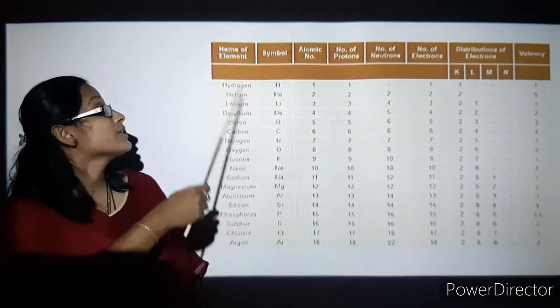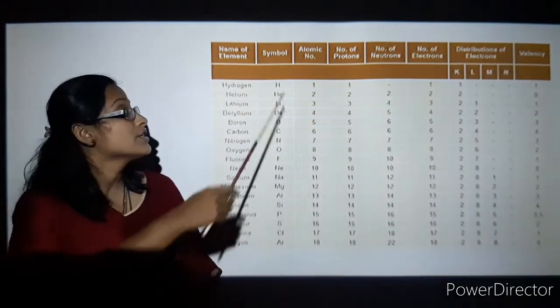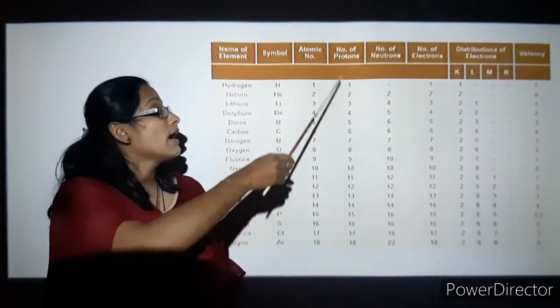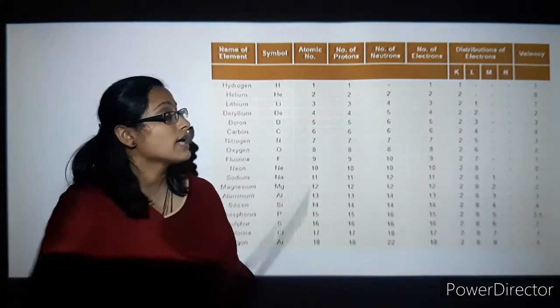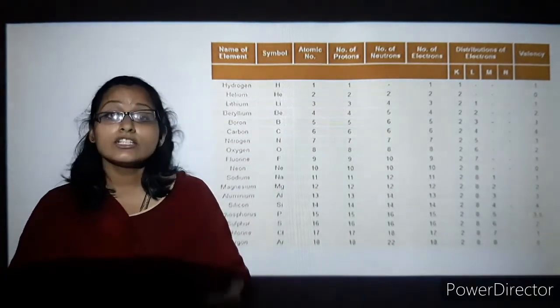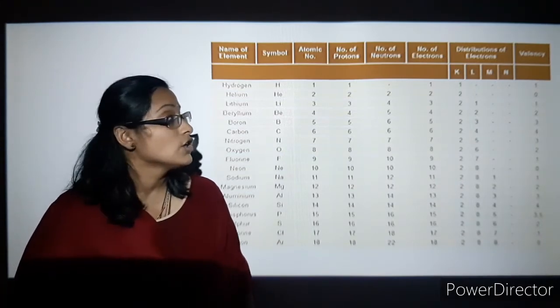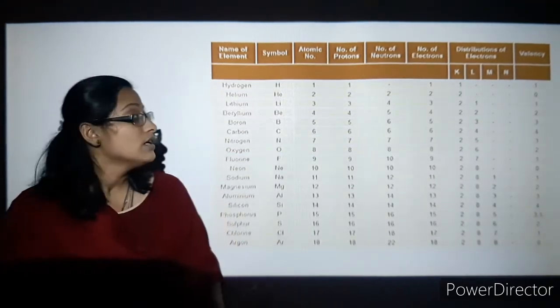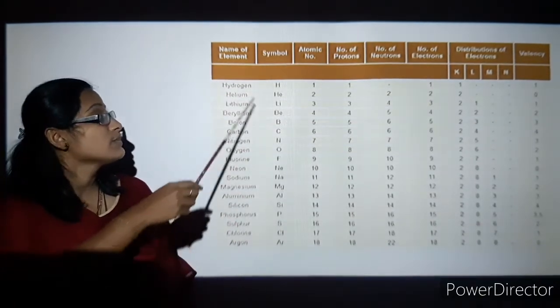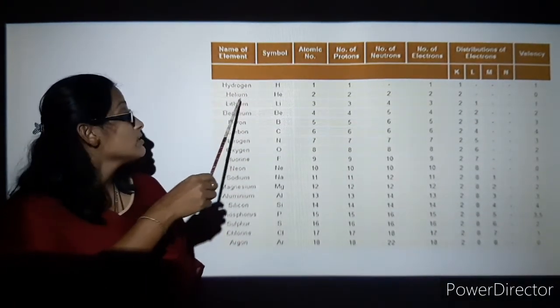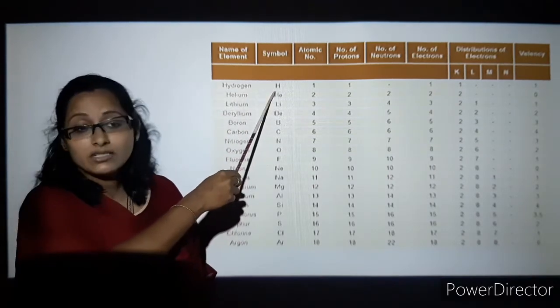This is a chart with respect to the name of the elements, symbol, atomic number and number of electrons, neutrons and protons, and distribution with respect to the electrons in their respective shell and the valency. So for your easy understanding, let me say here there are certain elements wherein hydrogen, H is the symbol.